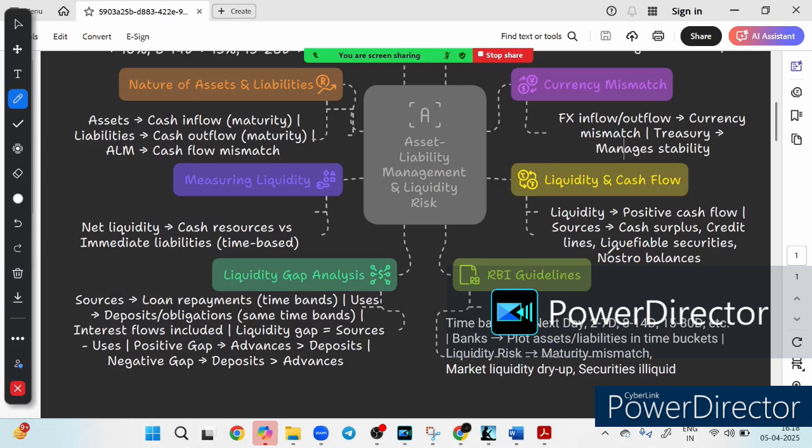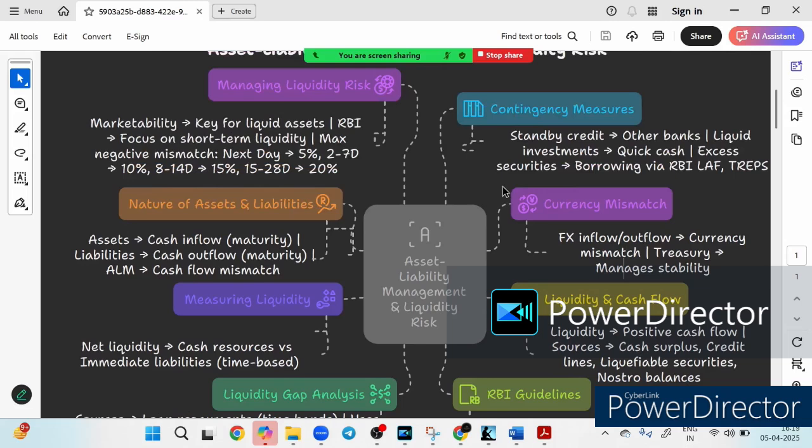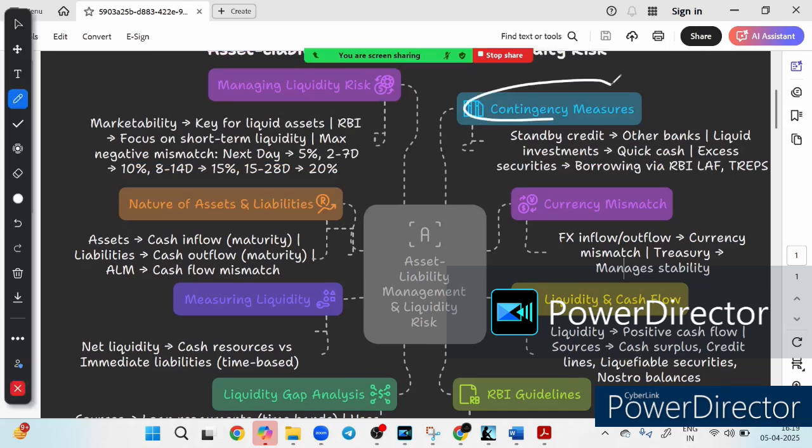Some of the key sources of liquidity are cash reserve, credit line, liquefiable security, and the nostro balance. Now, what about the contingency measures? Here you can see. Let me show you. So in the top right side, you will see contingency measures.